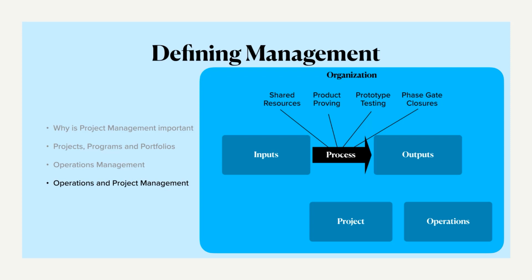You can see the project can disturb operations in these different ways to use the shared resources. Let's say you want to test a prototype, right? For prototype testing, the stakeholders, the colleagues who work on these testing machines, have to give their time other than what they have already been allocated for operations, right? Such disturbances keep on happening. Usually at the phase gate closures where you want to prove your product, these kinds of disturbances happen a lot. At these stages, these are the things that are being affected. So that's all about operations and project management.